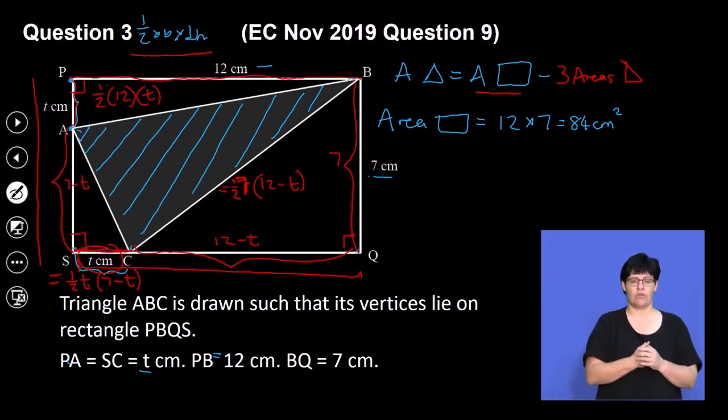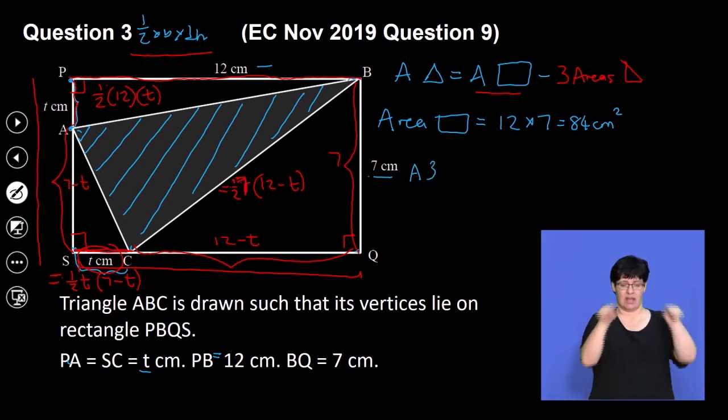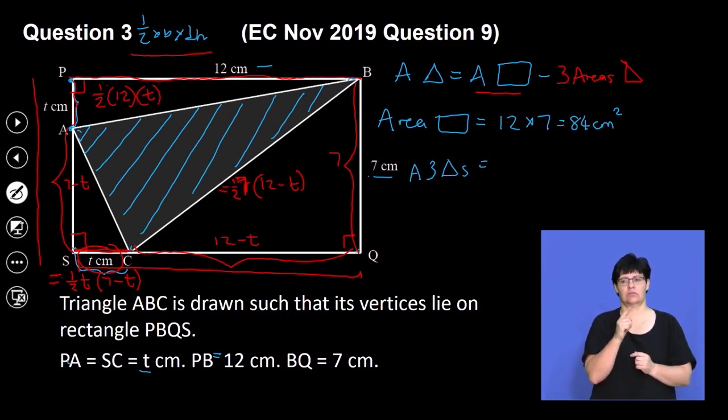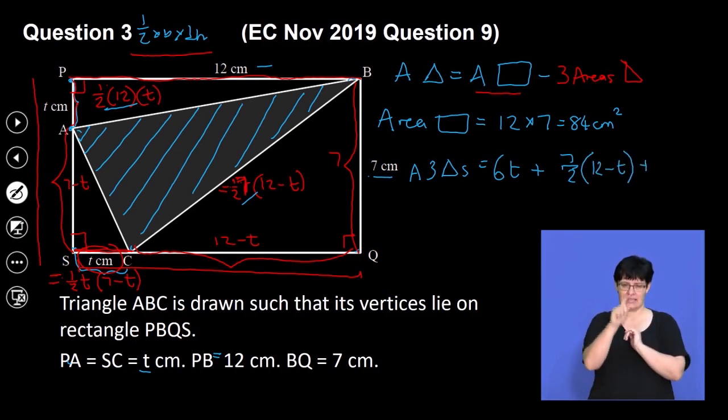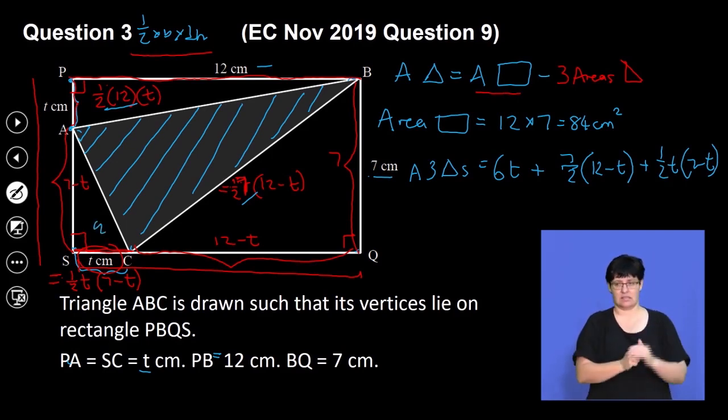Okay, so let's find the area of the three triangles. That is equal to, okay, the half times 12 times t is just 6t. And then I've got plus 7 over 2, that's this over here. That half times 7 is 7 over 2 into 12 minus t, and plus the half t into 7 minus t, which is this triangle over here. So we now have the sum of the areas of the three smaller triangles, the red triangles.